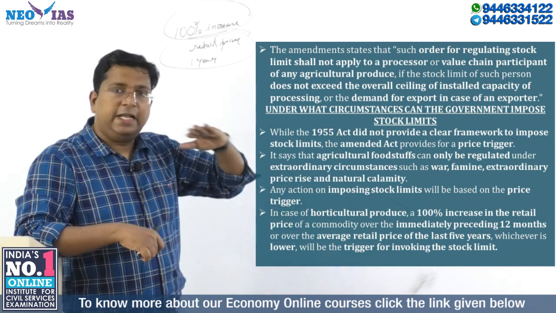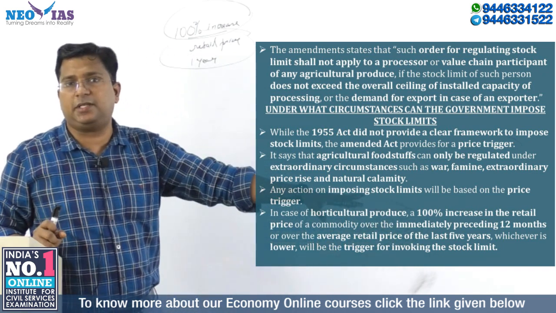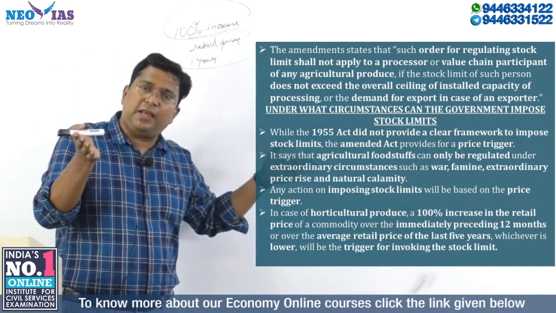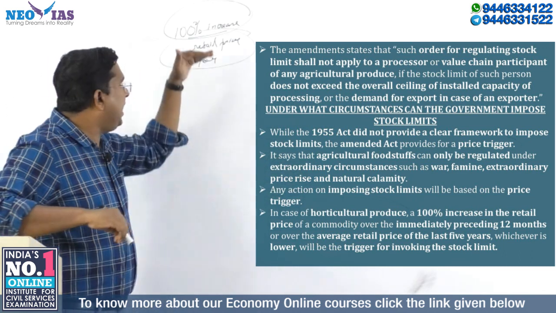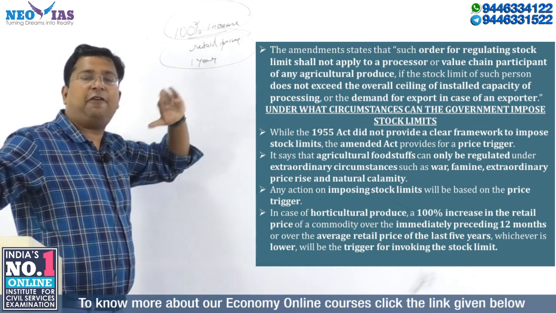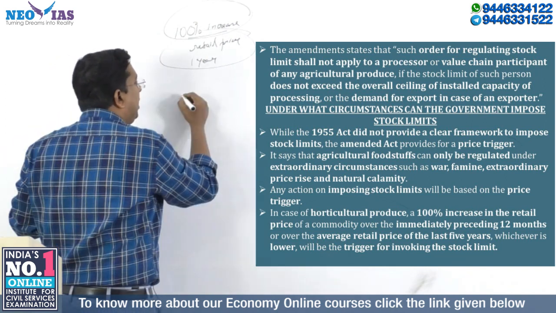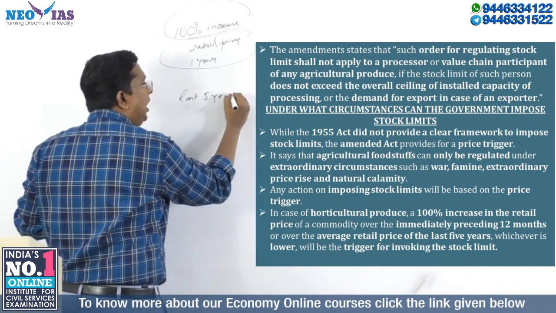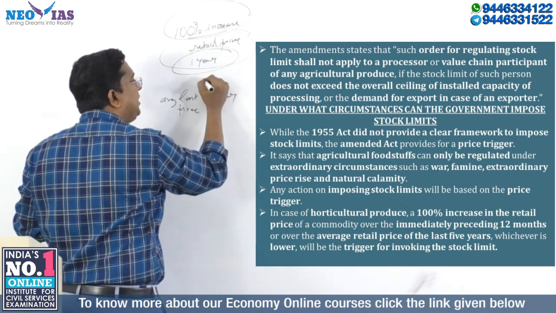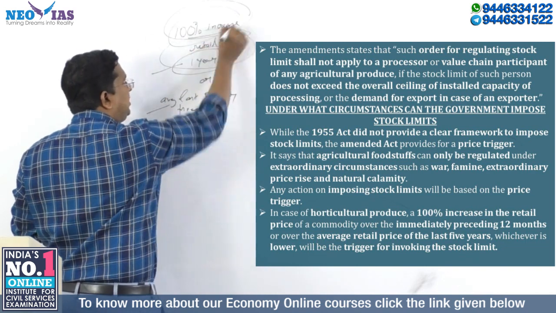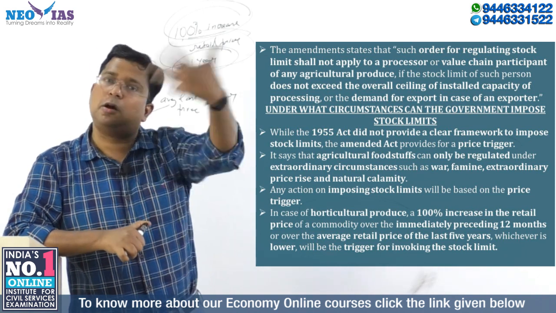Or it says that the average retail price of the last 5 years, if there is a 100% increase over the average price of the last 5 years, whichever is lower, the last 5 year average price or the last year price, which one is lower, then the price trigger will happen. And once the price trigger happens, the government can impose a stock limit.